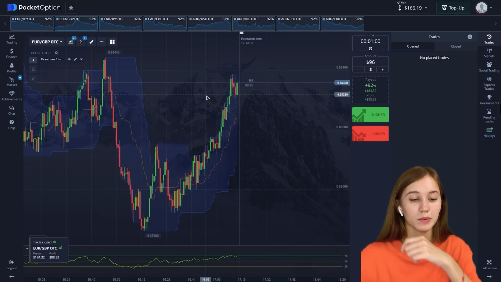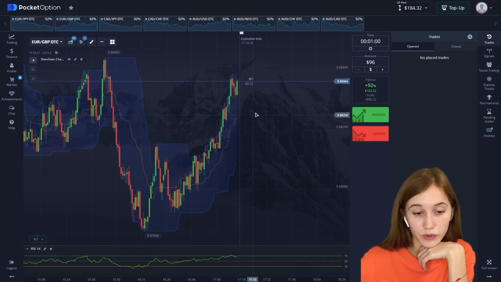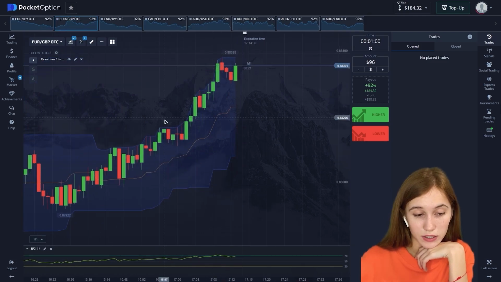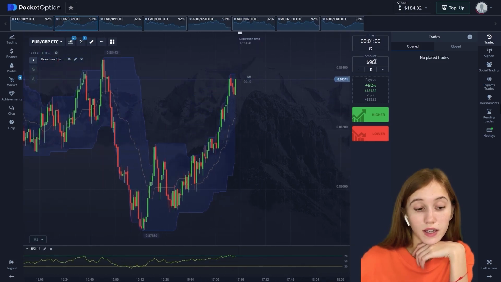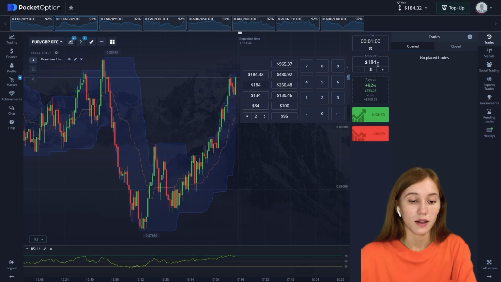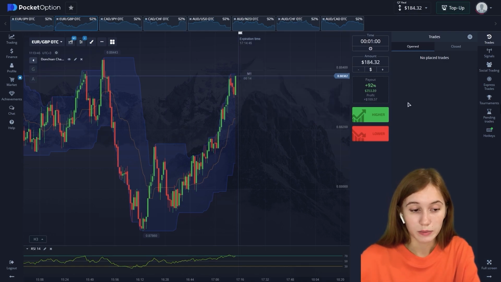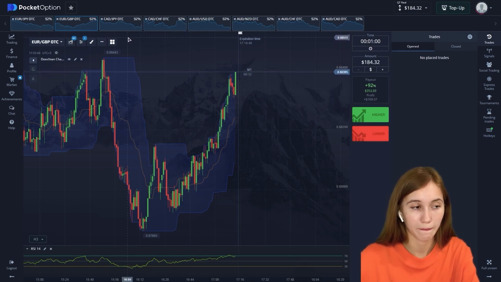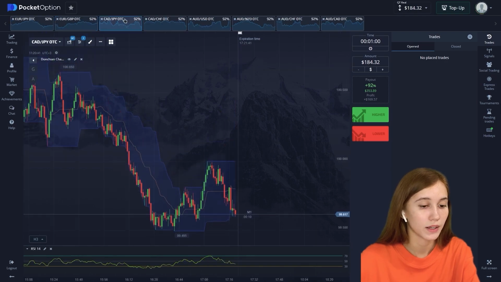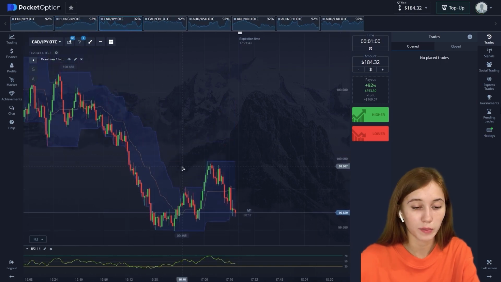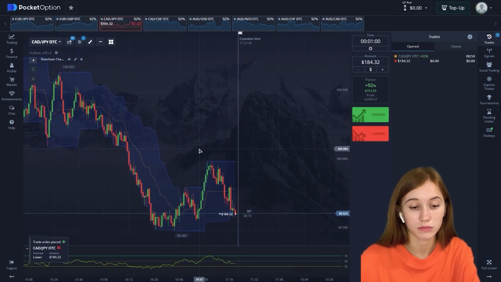Last deal, as I said, there's a reversal. Let's increase the amount on the next trade to $184. And let's move on to the next concept. Here we are. Let's open a down deal.